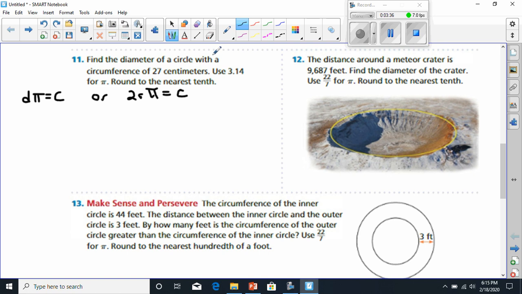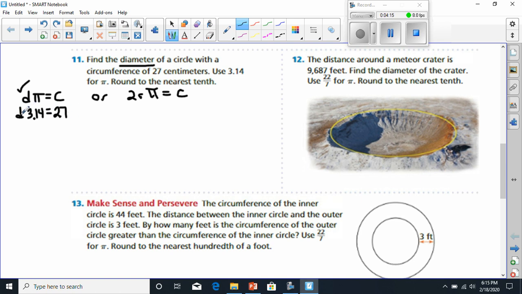Over here it says find the diameter of a circle with a circumference of 27. So we know the circumference is 27. Use 3.14 to round our answer. So we're finding the diameter here, which means we're going to use this formula here. Since the circumference is 27, we're going to replace C with 27. Since pi is 3.14, we're going to replace the symbol pi with 3.14. And now we have the diameter times 3.14 equals 27.